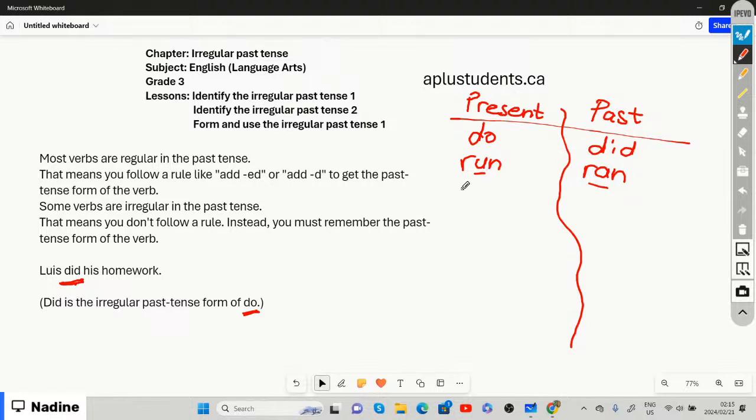Same with sit. What is the past tense form of the word sit? I sit in front of the laptop. Yesterday, I what in front of the laptop? All right. Our past tense form of the word sit is sat. If we look at the word say, what is the past tense of the word say?